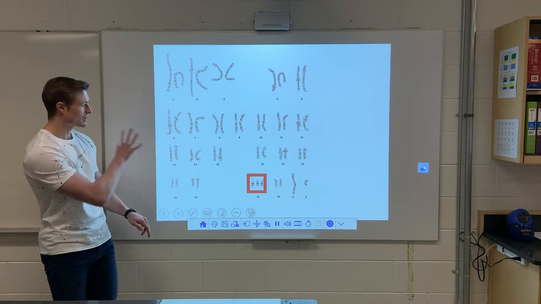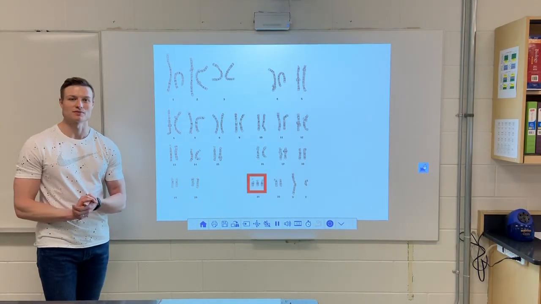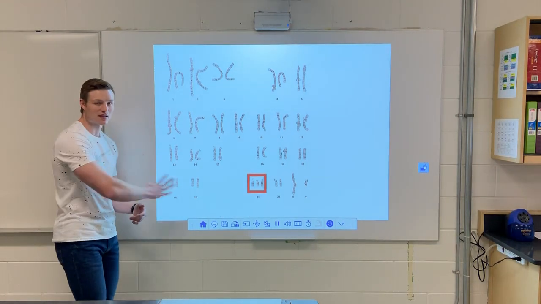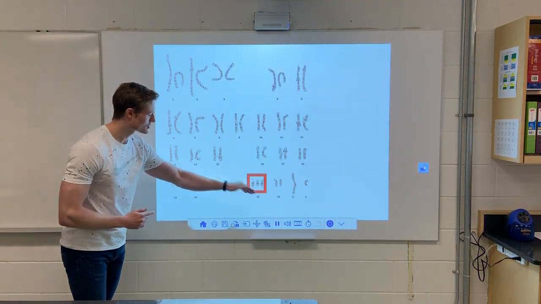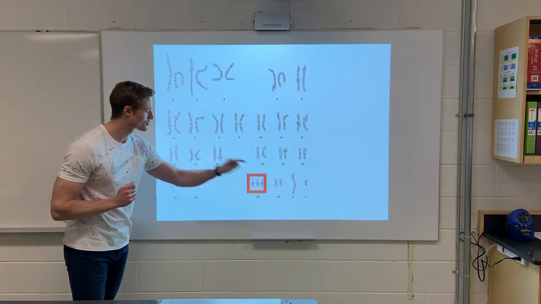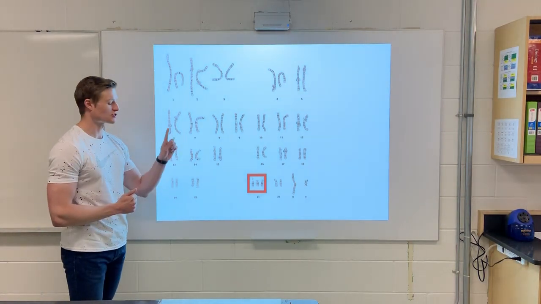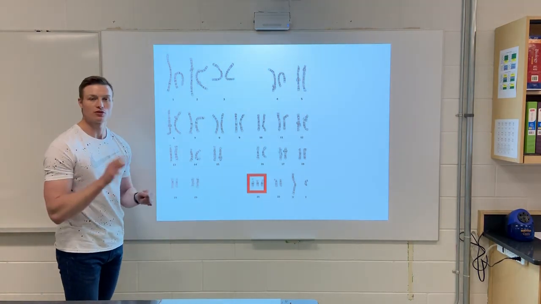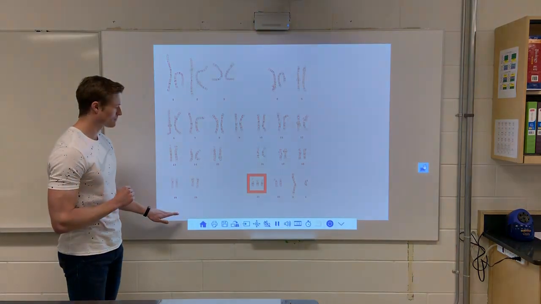Before I move on there, here's a karyotype for someone with Down syndrome. You'll notice that all bus seats are full, except for the 21st seat, there's an extra spot, right? There's 1, 2, 3 chromosomes in that bus seat. So it's a trisomy condition with 3 chromosomes in that bus seat.